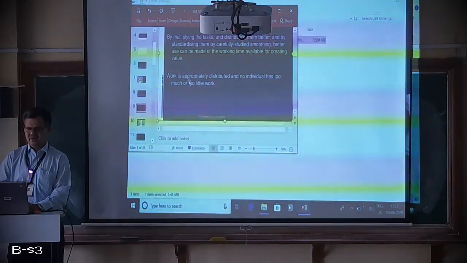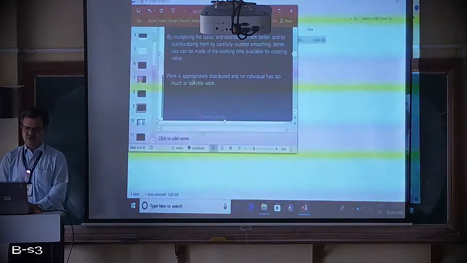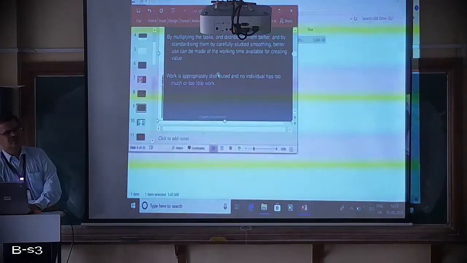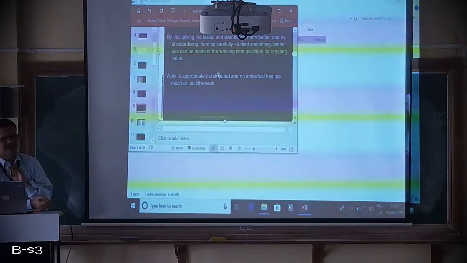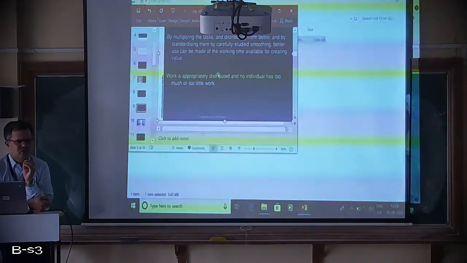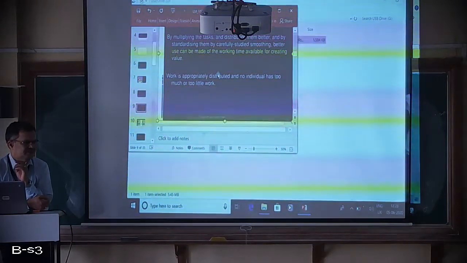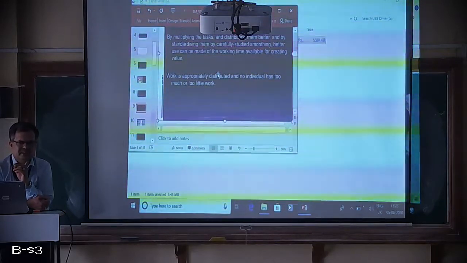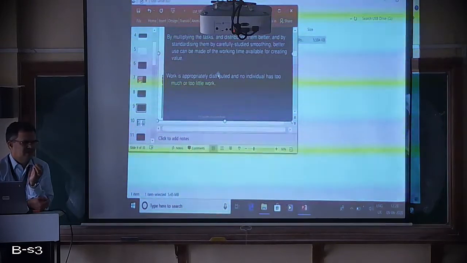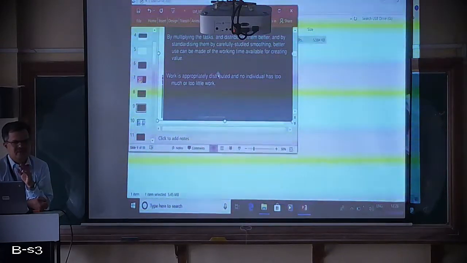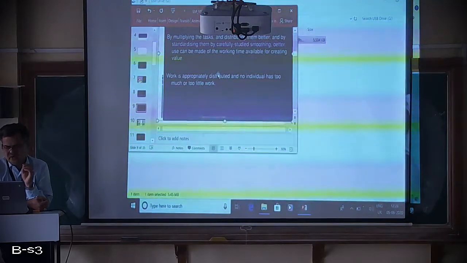Here, work is appropriately distributed and no individual has too much or too little work. I told the same thing. In level scheduling, we make sure that no machine, man or worker is either overloaded or has too little work. Sometimes it happens that if the scheduling is not done properly, there are chances of more workload for one worker and less workload for another. So make sure that the work is appropriately distributed and no individual has too much work.